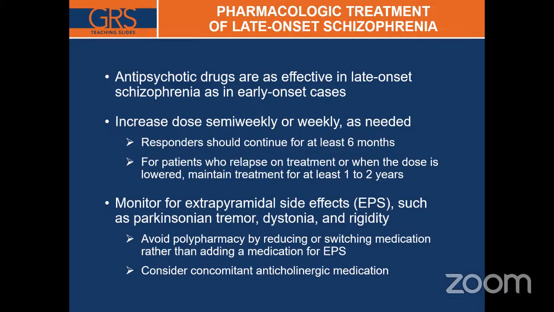For patients who relapse on treatment or when the dose is lowered, maintain treatment for at least 1 to 2 years. We monitor for extrapyramidal symptoms such as parkinsonism, tremors, dystonia, and rigidity. And we should usually avoid polypharmacy by reducing or switching medication rather than adding a medication for extrapyramidal symptoms. We can also consider concomitant anticholinergic medication.